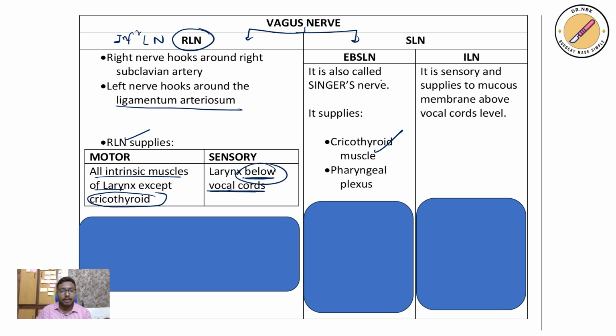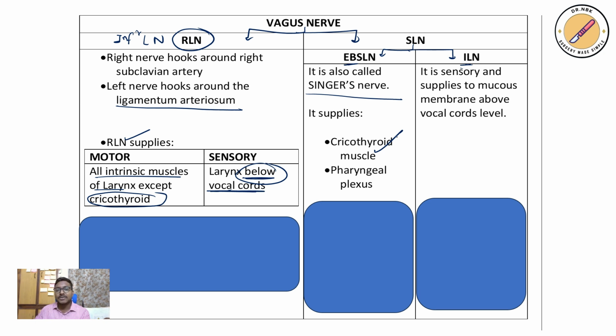It is below the level of the vocal cords, right? Coming to the superior laryngeal nerve. Again, the superior laryngeal nerve is divided into two: EBSLN and ILN, the external branch and the internal branch. Internal laryngeal nerve, external laryngeal nerve. The external laryngeal nerve is also called the singer's nerve because it is very essential to maintain the pitch of the voice.